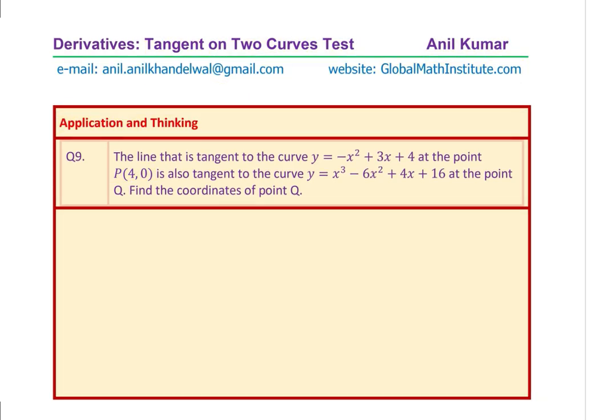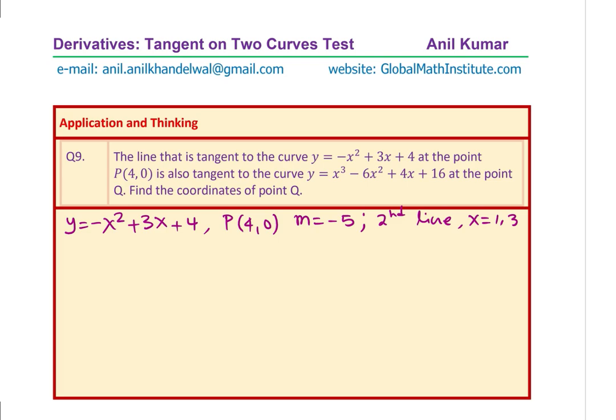So we found that the line which is y equals minus x squared plus 3x plus 4 at point (4, 0) has a slope of minus 5, correct? This is what we figured out. And we also found that on the second line, the values x equals 1 and 3 work for the same slope.